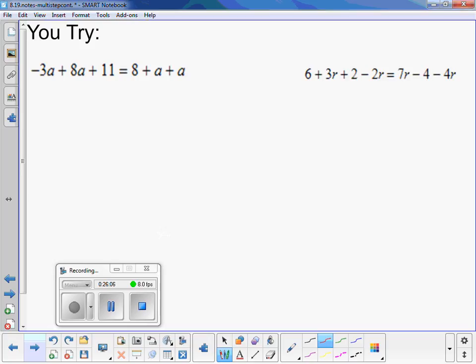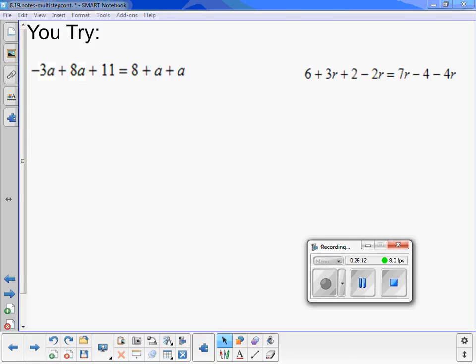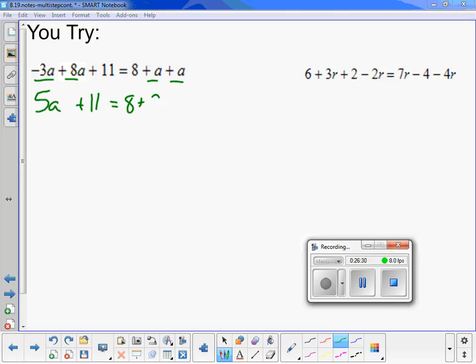I really gave you some long equations because I think you can do it, and just because it's good to stretch your brain sometimes. All right, so looking at the left-hand side, I do have some like terms. I have a -3a and an 8a, so I put them together, and that gives me 5a. Bring down the plus 11. And on the right-hand side, I have a positive 1a, a positive 1a. So I bring down the 8, put the a's together, and get 2a. That makes that long-looking equation a whole lot shorter.